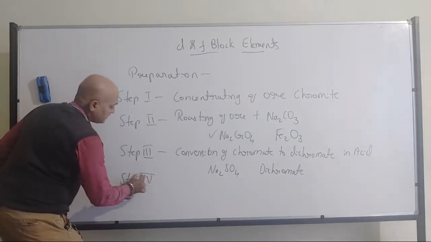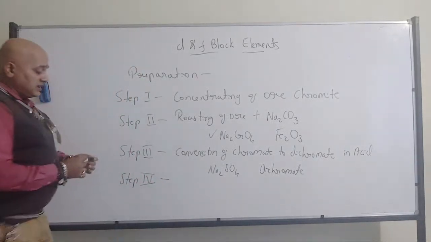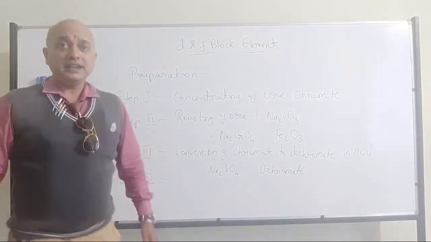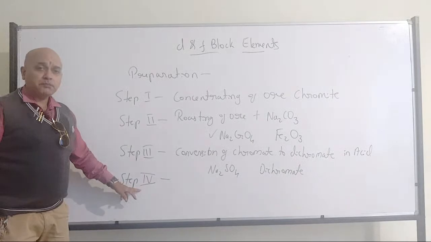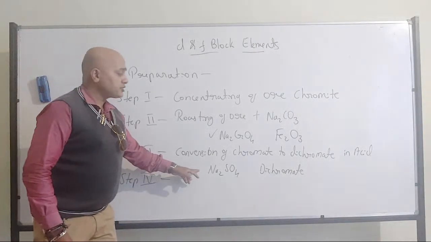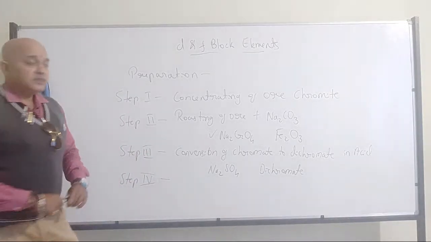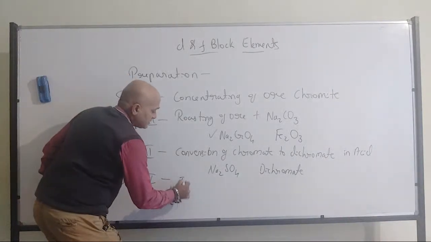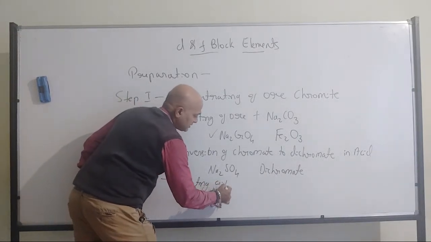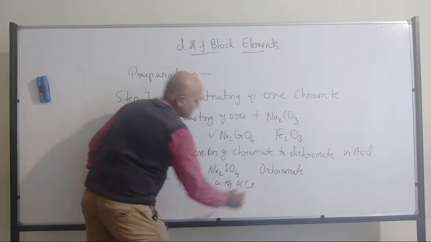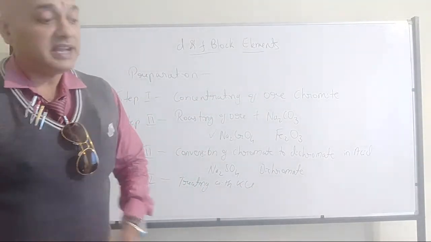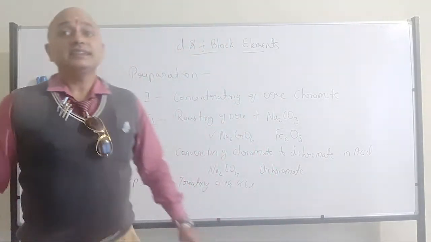Okay. Now the last step, if you are talking about preparation of potassium dichromate, then we should go to step 4. If you are talking about sodium dichromate, we should stop here. Okay. So what is that? Treating with KCl. Okay, treating which one? Sodium dichromate has to be treated with KCl.